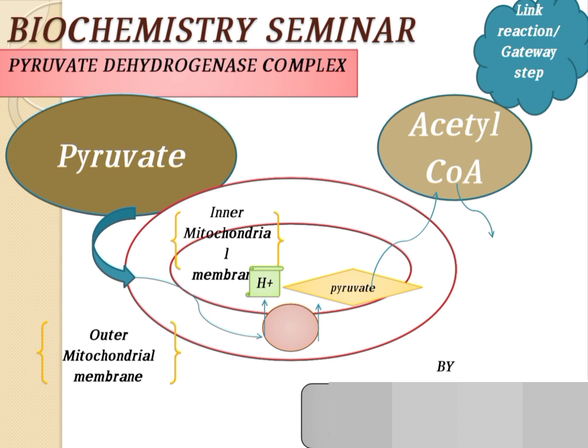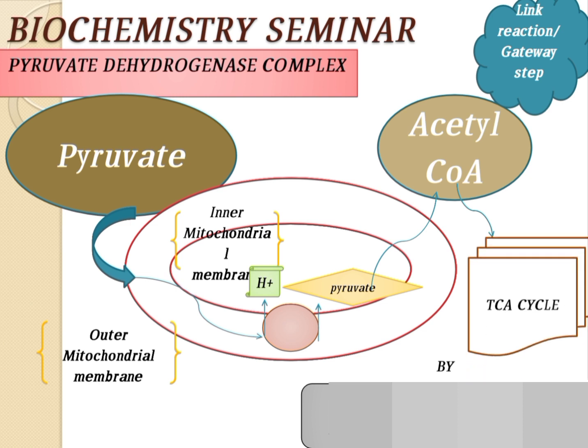This reaction is known as link reaction or gateway step. As the name correctly suggests, this reaction forms a link between glycolysis as well as the TCA cycle. Now, for this reaction to occur, it's necessary that pyruvate enters mitochondria.